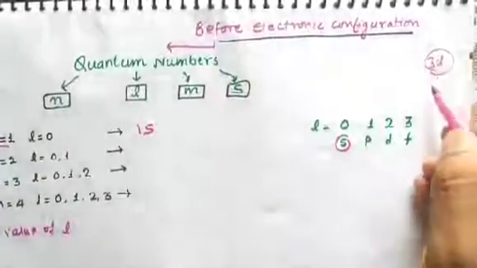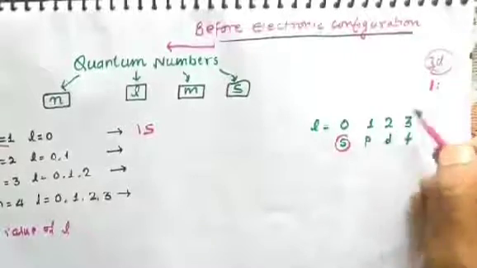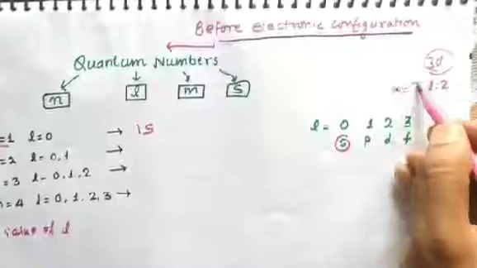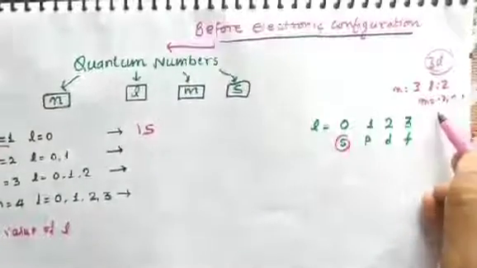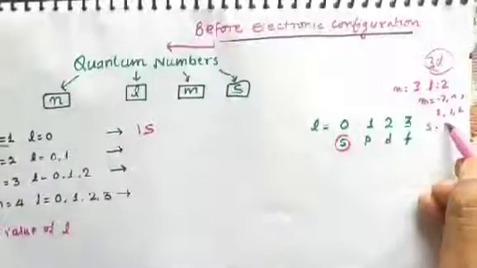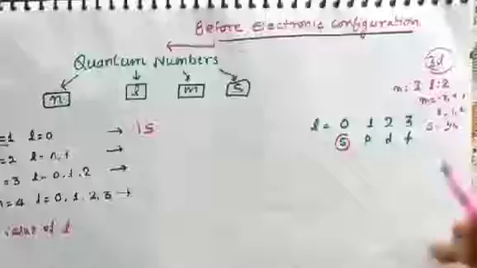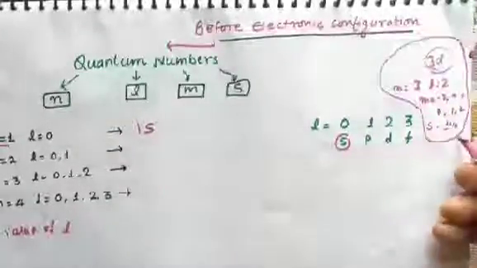As you know, for 3d, l is equal to what? s, p, d, so d is 2, and n is equal to 3. If l is equal to 2, then m is equal to -2, -1, 0, +1 and +2, and s will be plus or minus half. So this was the question, and most of the students have made it correct.